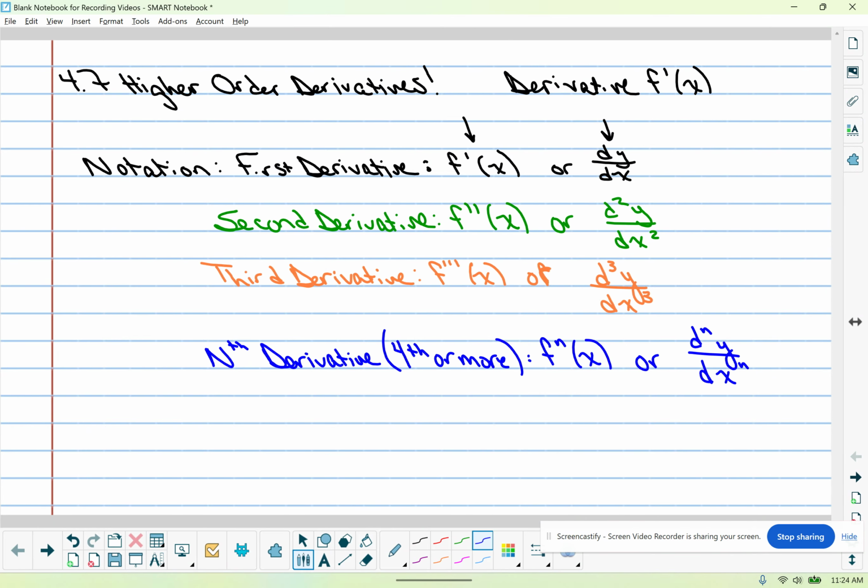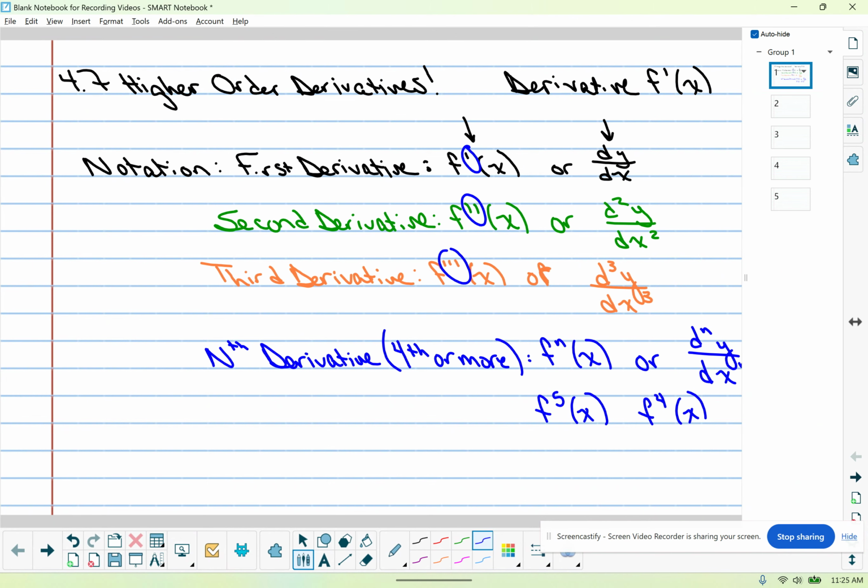Okay, so you're not going to put like 5 prime marks up here. You would just literally put f to the 5 of x. That would be the fifth derivative. Or the fourth derivative would be f to the fourth of x. You literally put the number up there. But for the first, second, or third, you put those little prime marks. All right, so these are actually maybe exactly what you might think. So let's go and take a look.